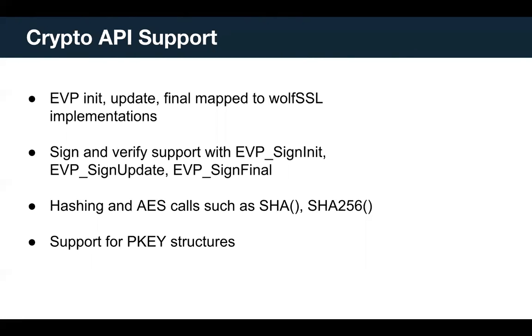There is additionally support for direct calls to hashing algorithms like the functions SHA and SHA-256, along with support for direct calls to AES encryption and decryption. The PKEY structures are supported to help with using the crypto and X509 APIs mapped to by the compatibility layer. This allows for loading in and working with keys using an unaltered application that was previously linked to OpenSSL.